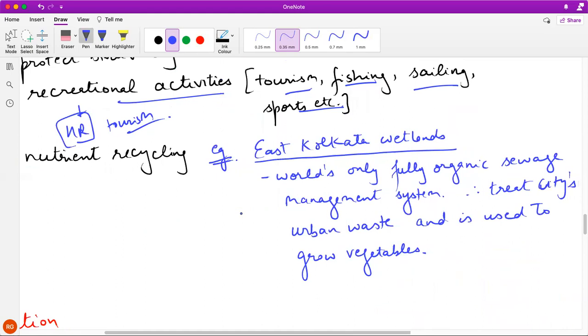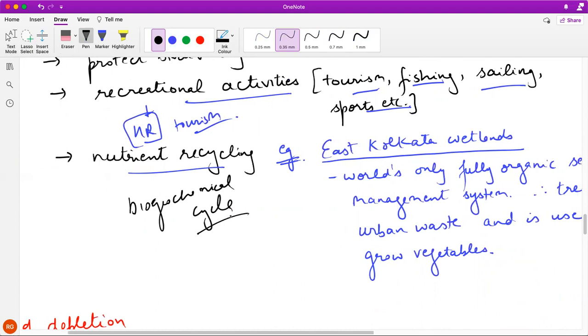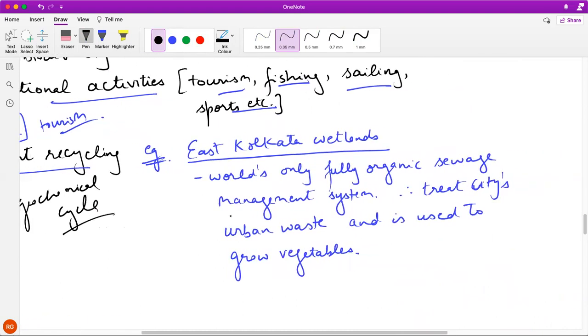Then they also play the important role of nutrient recycling, the biogeochemical cycle. You must have heard. So wetlands basically represent the water phase of the biogeochemical cycle. And the most famous example is the East Kolkata wetlands. It is the world's only fully organic sewage management system. It treats the city's urban waste and is used to grow vegetables.